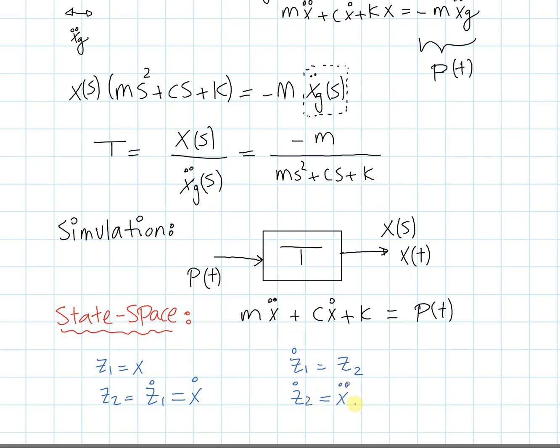x double dot. And if I'm thinking about my equation of motion and I'm transforming it such that I have x double dot on the left side, what I'll get is minus k over m times z1, then minus c over m times z2, plus p(t) over m. By the way, I forgot something up here. This should be an x. I'm sure you got that though.